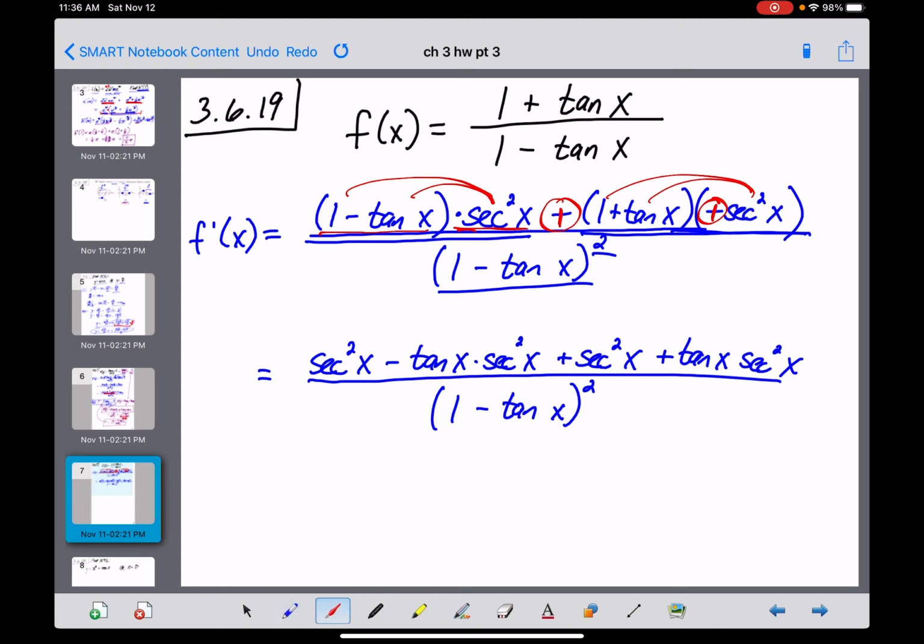Speaking of things canceling out, let's take a look at our numerator, and sure enough, one of the things I was hoping for is right here. We've got a minus tangent of x secant squared of x plus the exact same thing. So adding two opposites, those are going to cancel each other out. And that's going to leave us now with secant squared of x plus another secant squared of x, which will be a 2 secant squared of x in the numerator, all over a 1 minus tangent of x, quantity squared.